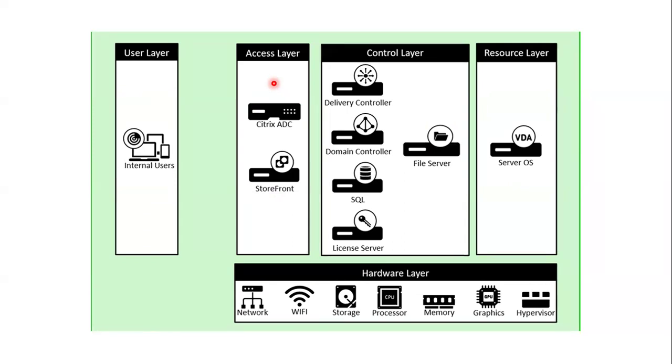So, the access layer. What is the access layer? You can consider this as a gateway for the end user. This is a path for the end user which allows the user to enter into the resource layer, not into the control layer. Why? Because the control layer is managed by us, the Citrix admins only. So you can consider it as a gateway.